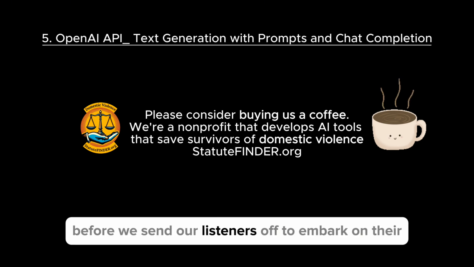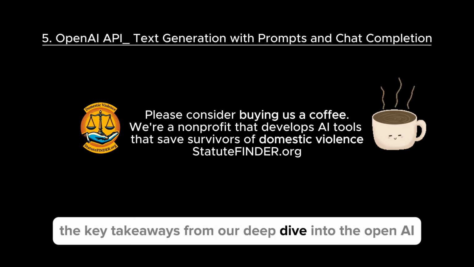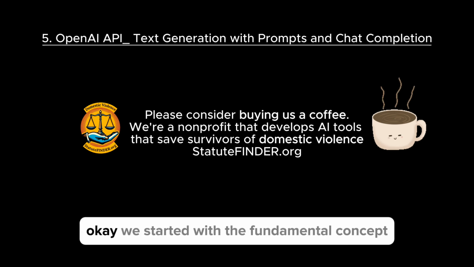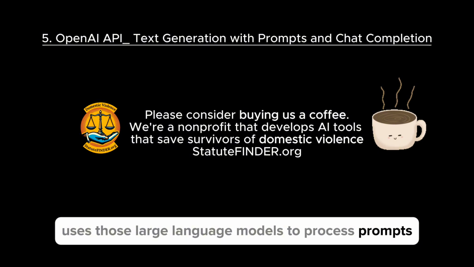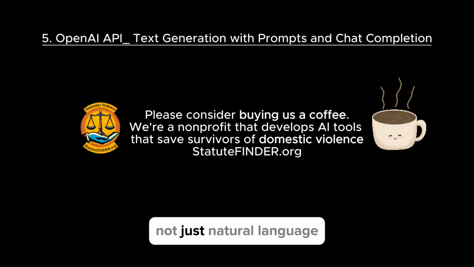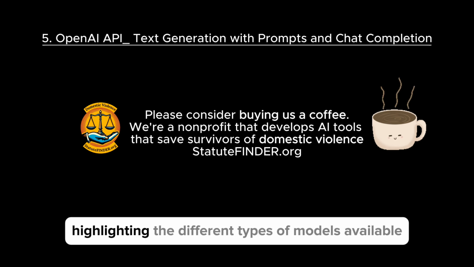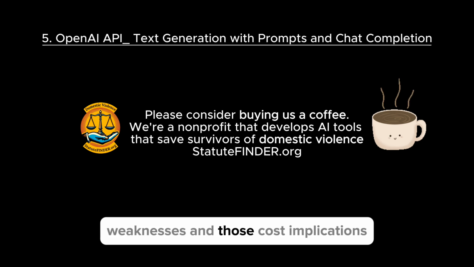All right, before we send our listeners off to embark on their own AI adventures, let's take a step back and recap the key takeaways from our deep dive into the OpenAI documentation so far. Sounds like a great idea. Let's consolidate what we've learned. Okay, we started with the fundamental concept of text generation, where we learned how OpenAI uses those large language models to process prompts and generate a variety of outputs, right? Not just natural language, but also code, equations, and even structured data like JSON. Right. And we talked about the importance of model selection, highlighting the different types of models available. Large, small, and reasoning models, each with its own strengths, weaknesses, and cost implications.